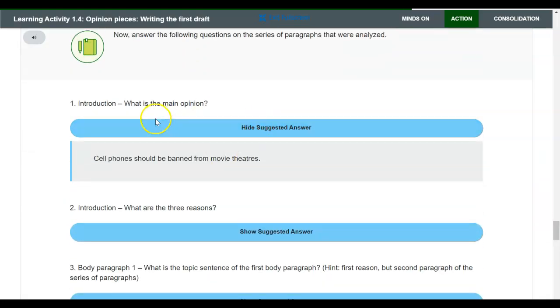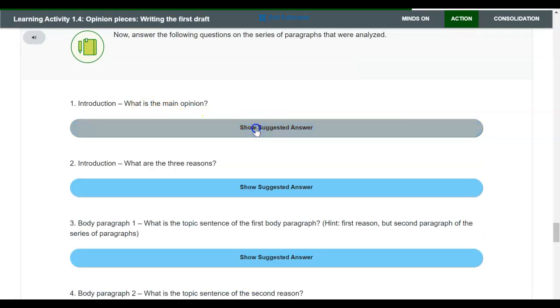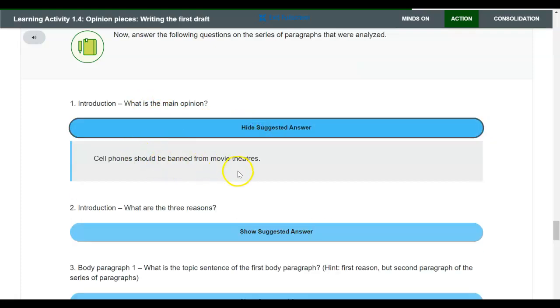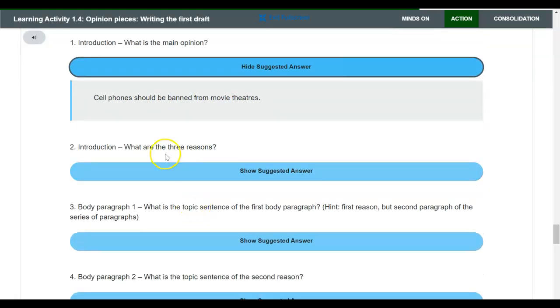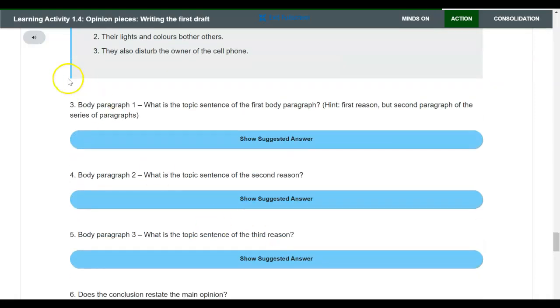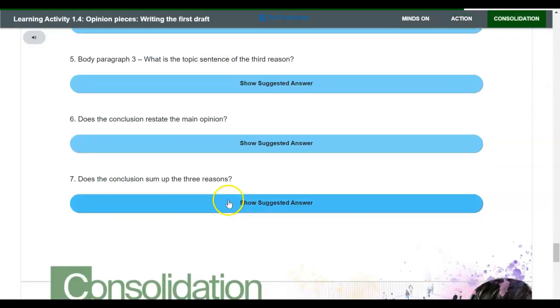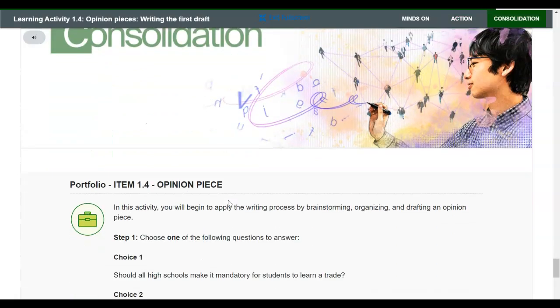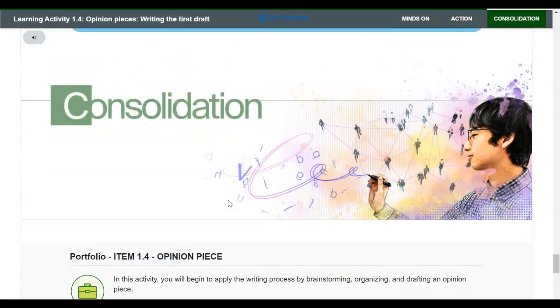So again here, introduction, which is the main opinion? So if we clicked, cell phone should be banned. What are the 3 reasons? Well, let's see. Their sound bothers others. Their lights and colors bother others. They also disturb the owner of the cell phone. That is the reasons you could pick. And then you go on to your different body paragraphs and you can see the suggested answer. So by the time you're done with all this, you really should have a very good grasp of a series of paragraphs.